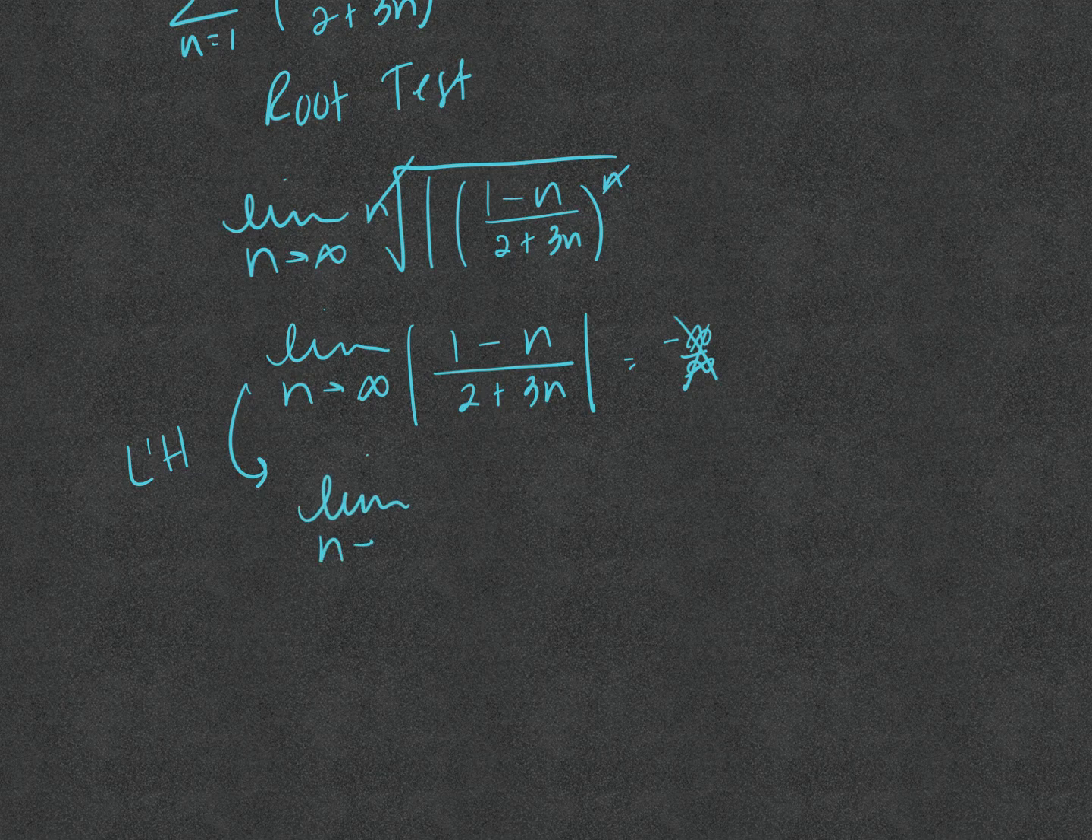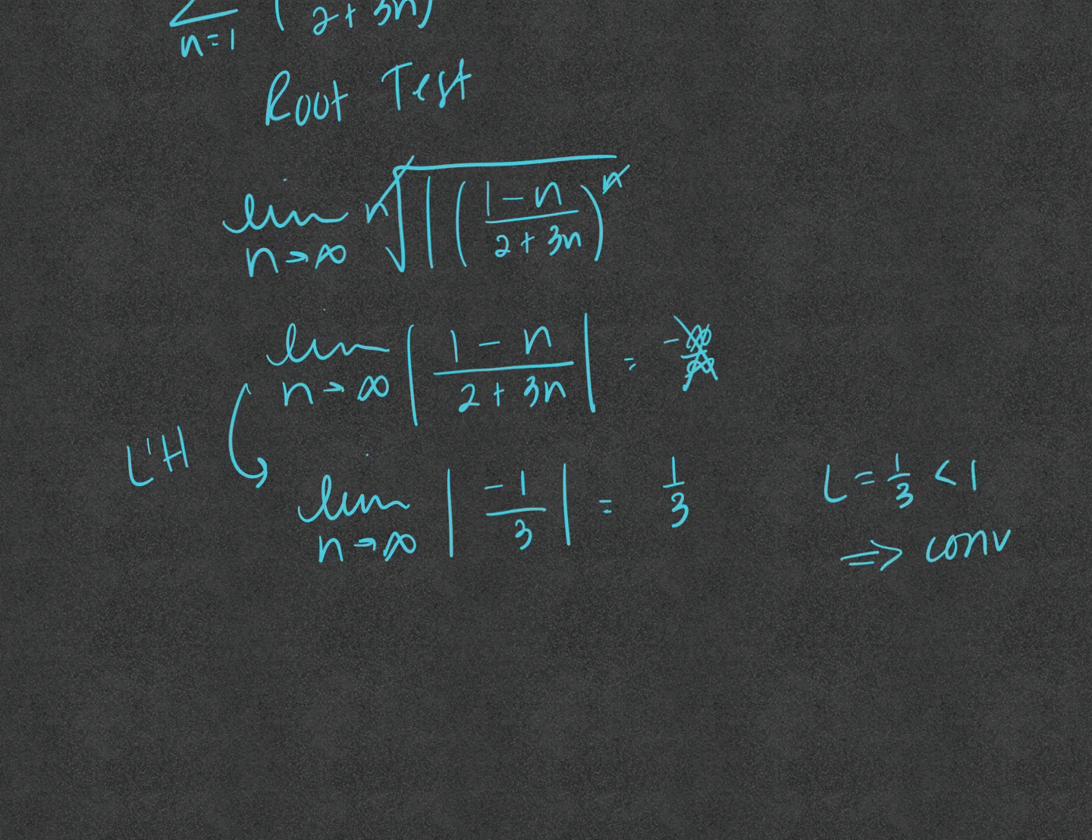The limit as n approaches infinity. Before I continue, you could have divided by the highest power of n in the denominator. Same thing. So the derivative of the top is -1, the derivative of the bottom is 3, and the absolute value of -1/3 is 1/3. So L equals 1/3, which is less than 1. Therefore, the series is convergent. I could do lots of these until I find a divergent, but I'm not going to. I'm going to let it go.